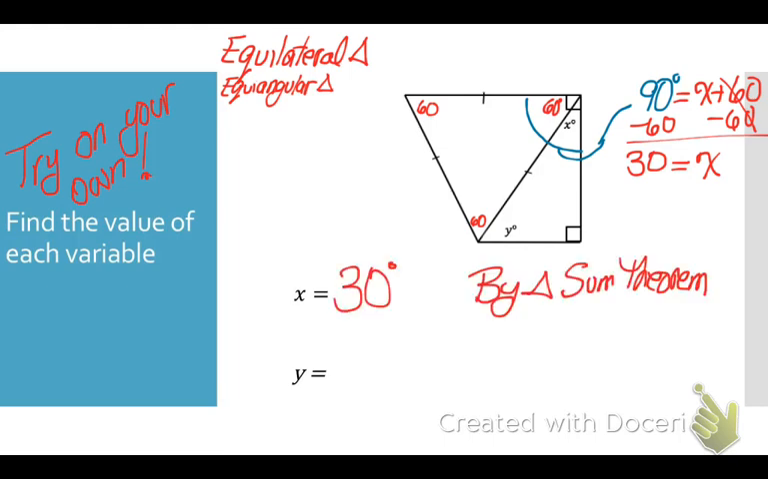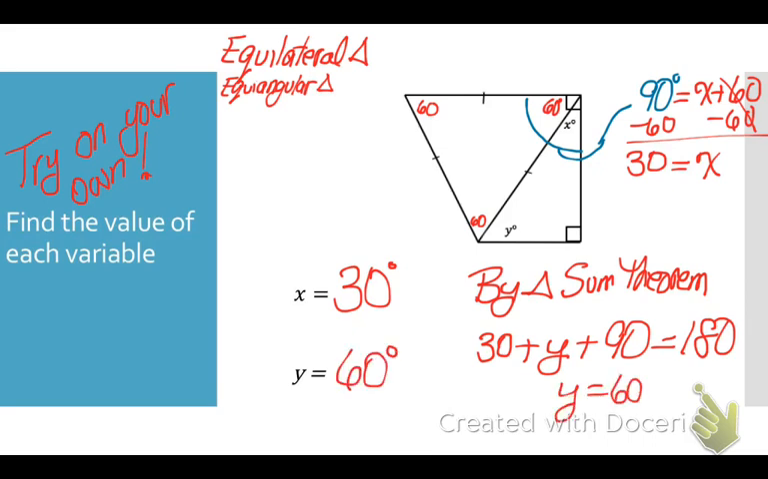Then, hopefully, you said by the triangle sum theorem, I know that x plus y plus 90, so 30 plus y plus 90, has to equal 180, therefore y equals 60 degrees. All right, again, you guys, anytime you're watching a video, because I'm going to go pretty fast through it, if you need to pause me and rewind me and listen to me again, do it.